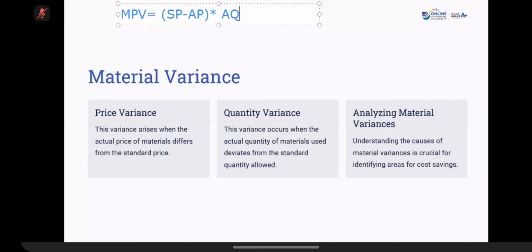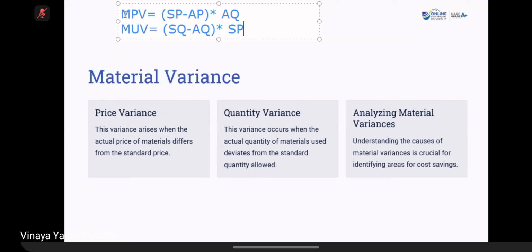The next formula that we have is for material quantity variance. Now, what is the formula for material quantity variance or material usage variance, which you also call it? It is standard quantity, SQ, minus actual quantity into standard price. Okay, so remember the formulas very properly.